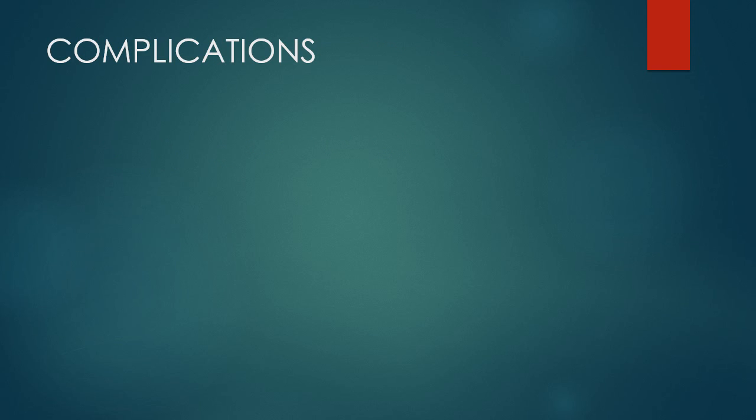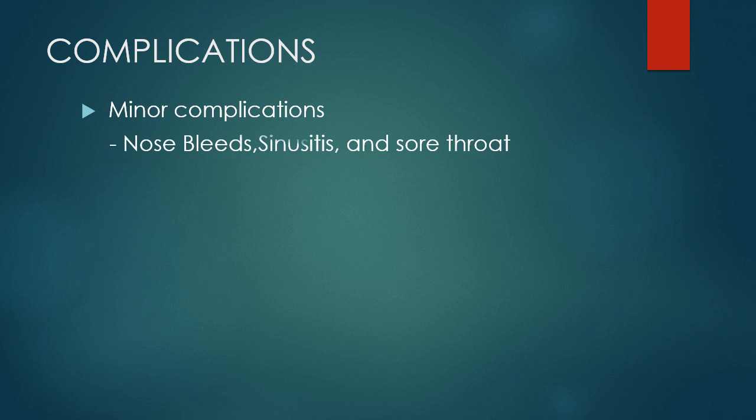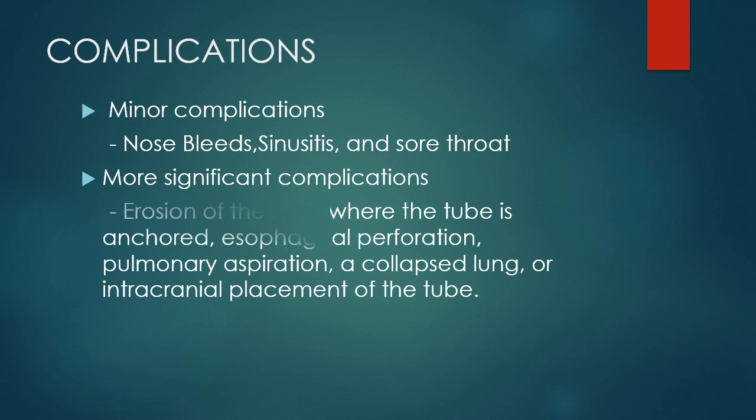And again, our complications. The minor complications could be nosebleeds, sinusitis, which is an infection of the sinuses, and a sore throat. More significant complications include erosion of the nose where the tube is anchored, esophageal perforation, pulmonary aspiration, a collapsed lung, or intracranial placement of the tube, which is very, very rare, but that can happen.